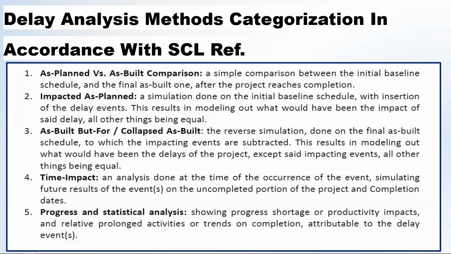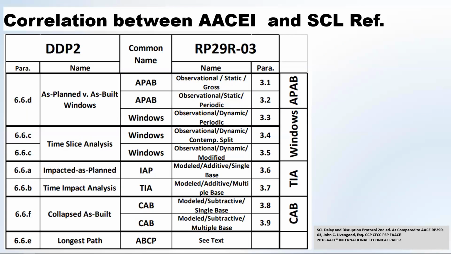Actually, the most important is the next one, which correlates between both of them. So we have the as planned versus as built. It can be represented as 3.1 and 3.2 and 3.3. You can use this one or this one, but 3.3 can be named windows as well. The time slice analysis, which are windows, it can be 3.3 and 3.5, and it can be 3.3, by the way. Time impact analysis, it's 3.6, and some people are using it for 3.7 as well.